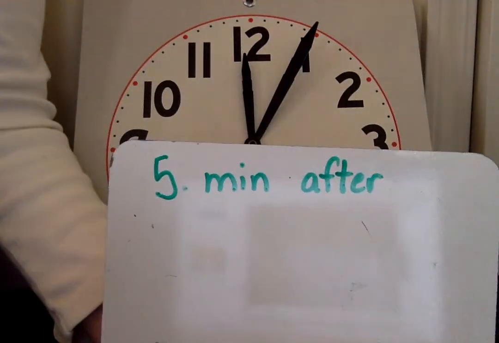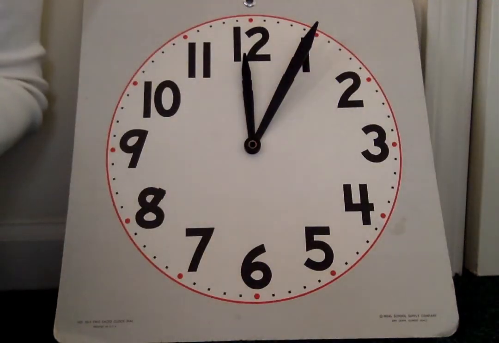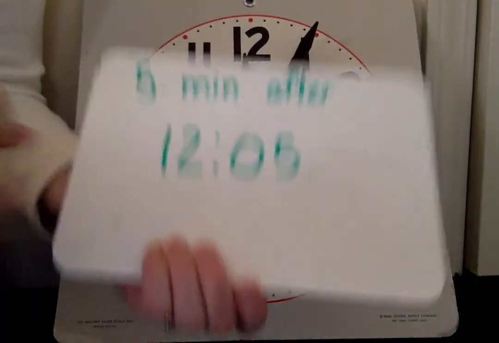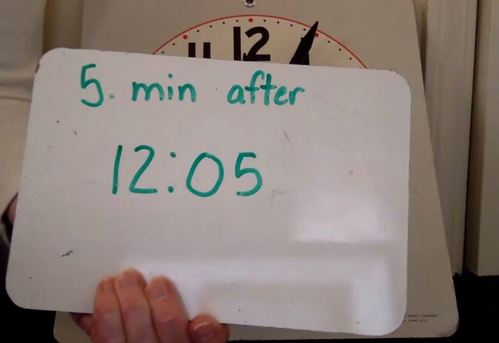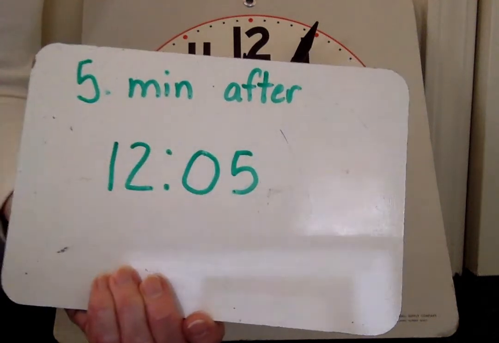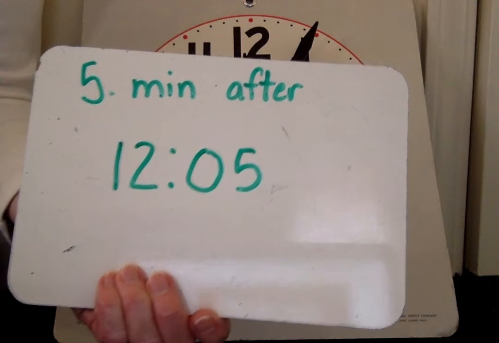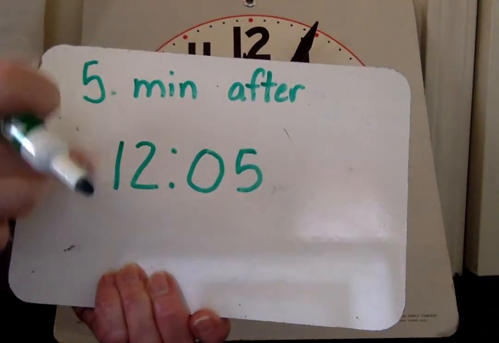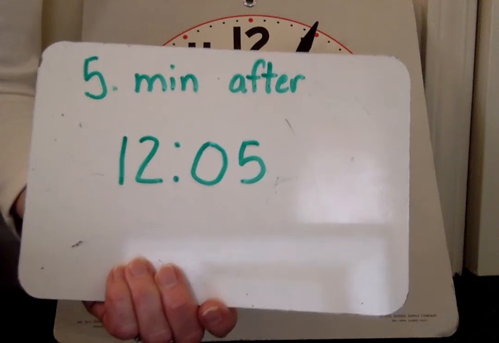5 minutes after 12. We would write that as 12:05. And it's important that you put that 0 there. If you put the 5 here, it looks like 12:50. This is 12:05. That means 5 minutes after. Do you see we wrote 5 minutes after the 12? 12:05. Write it just like I have.